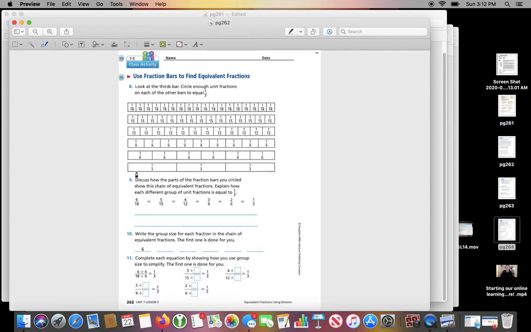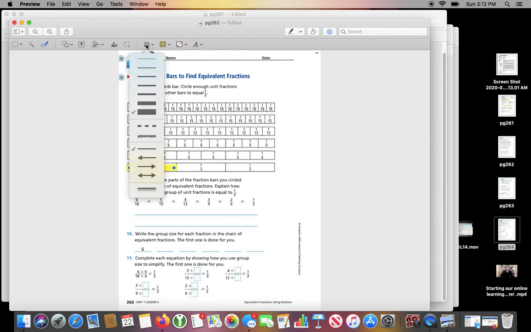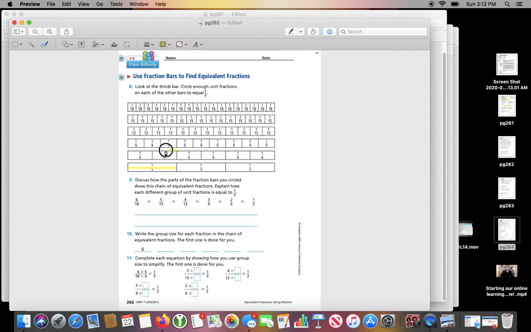So I'm looking at these thirds bars. If I shade in a third, I'm going to circle enough of the other ones to equal that 1/3. So when I do it with sixths, how many do I circle? 2 sixths. Make it even with ninths, I have 3 ninths. Make it even with twelfths, 1, 2, 3, 4 twelfths. If I do it with 15ths, 1, 2, 3, 4, 5 15ths.